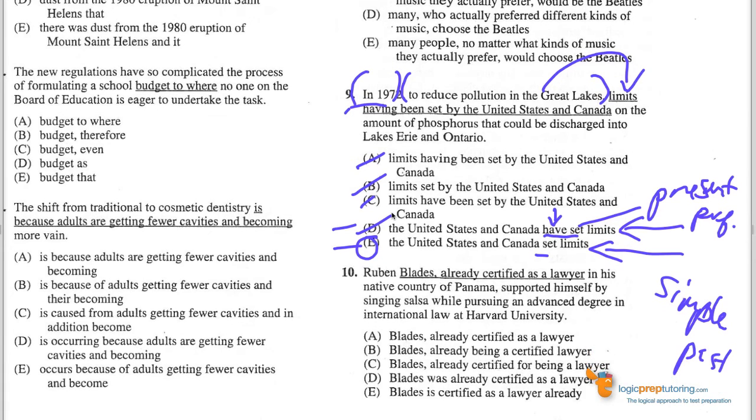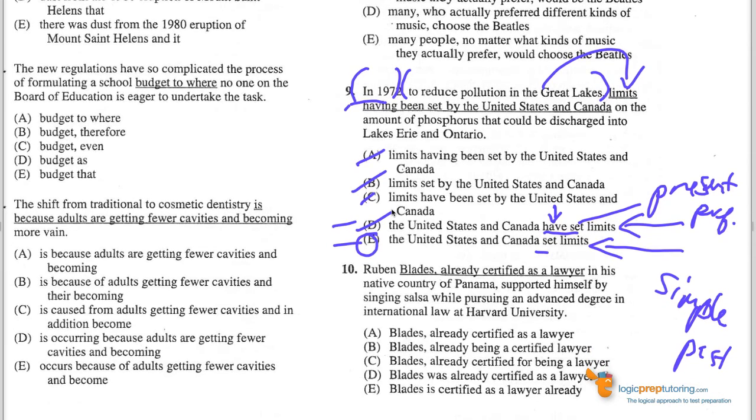The answer is E. In 1972, to reduce pollution in the Great Lakes, the United States and Canada set limits on the amount of phosphorus that could be discharged into Lakes Erie and Ontario.